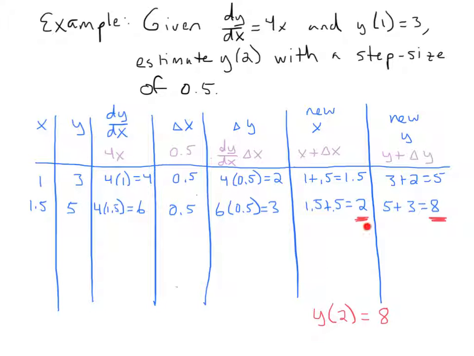So my new x, I had 1.5, and then I stepped over 0.5, so that would give me 2, which is what I was looking for. And then my new y, I was at 5, right here, and then I moved up 3, because that's my delta y. So my old y plus my delta y gives me my new y, which is 8. So another way to think about this, when x is equal to 2, our approximate value says that y is around 8, and it's pretty close to it.